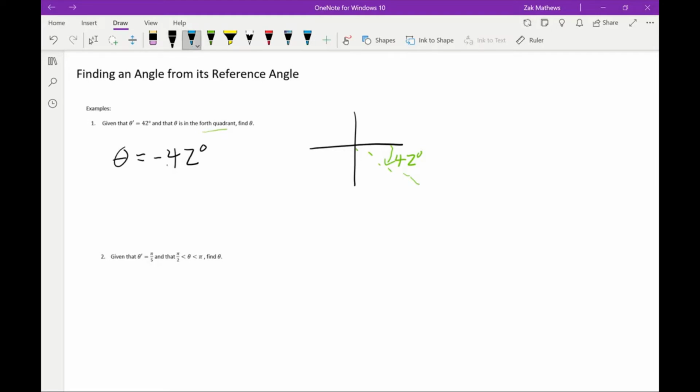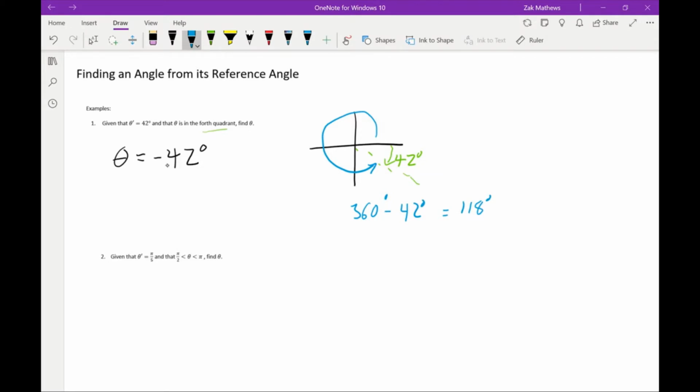How else could I have done it? Well, I could have said, let's take the long way around. Let's go from the first to the second to the third to the fourth quadrant, taking that positive angle. We would have had 360 minus 42. That would have given us an angle of 318 degrees. That's also a correct theta.